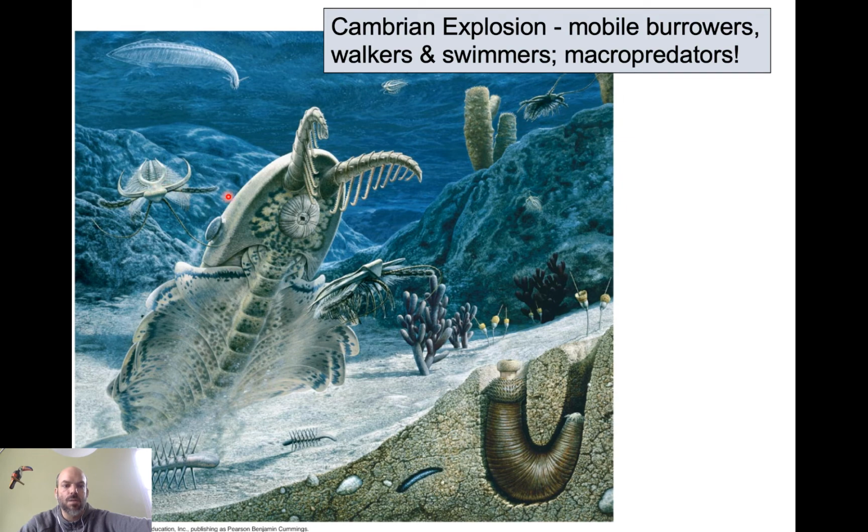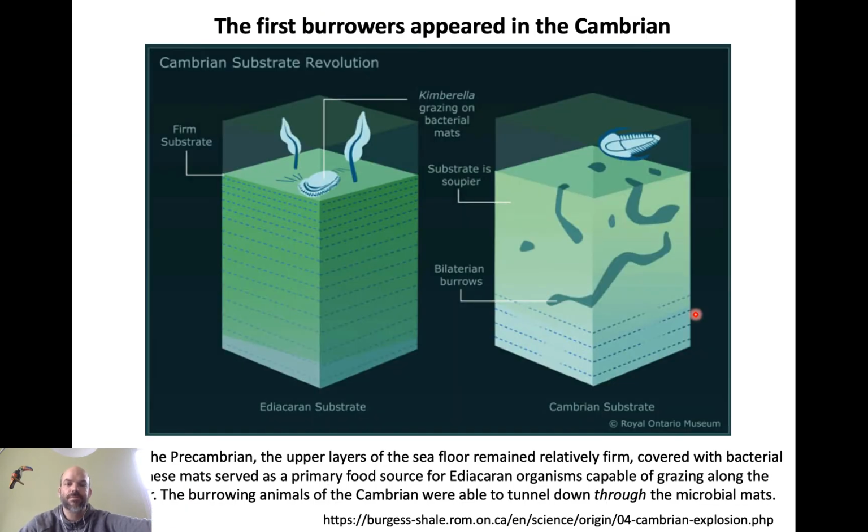They're swimming with things that kind of look like arms or fins. And you see animals that are feeding on each other. You have a complex ecosystem of predators and prey, which you do not have in the Ediacaran. Let's talk about each of these examples in a little bit more detail.